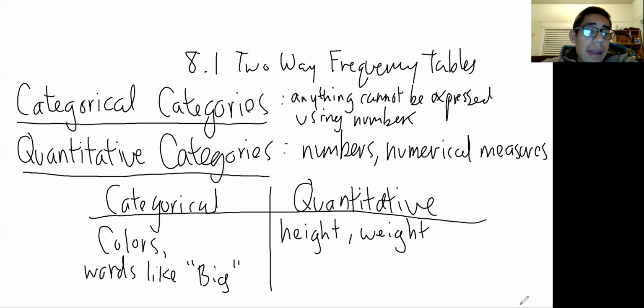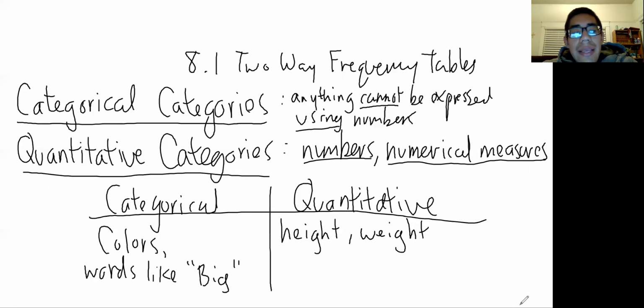Categorical categories and quantitative categories. Categorical means anything that cannot be expressed using numbers. Yes, that word is using. Over here, quantitative categories is anything that can be represented by numbers, numerical measures. So what does that mean?